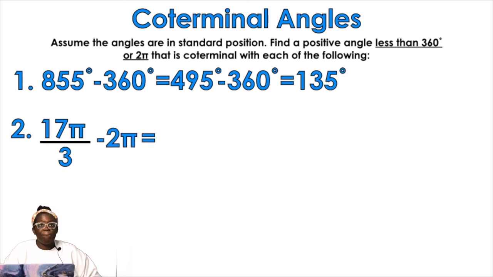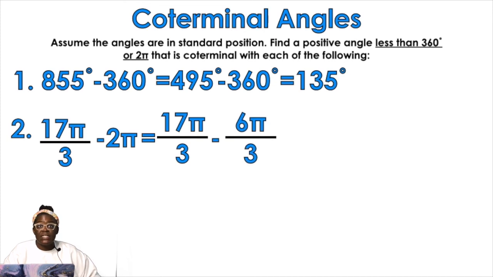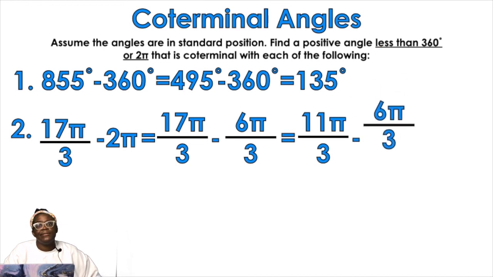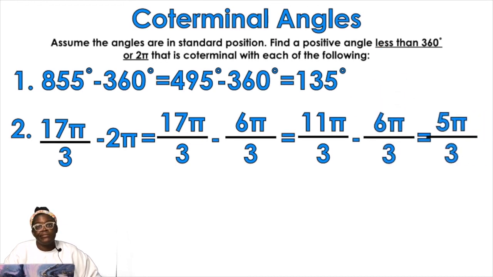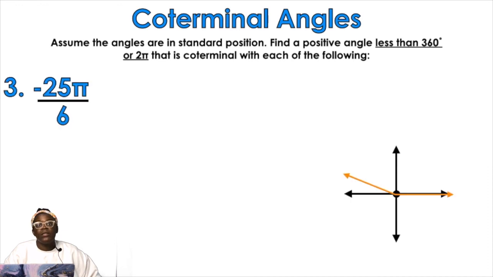All right, minus 2 pi, minus 2 pi, because 17 divided by 3 is 5 point something. So we're going to subtract, because I need to be less than 2 pi. We're going to use 6 over 3, because 3 times 2 is 6. So 6 divided by 3 is 2. 17 minus 6 is 11 pi over 3. What's 11 divided by 3? Well, it's 3 point something. That's still too big. So what are you going to do? Gonna subtract 6 pi over 3 again. 5 pi over 3. Is that better? What's 5 divided by 3? 1 point something. Bet. Okay. Coterminal angles. Last one. Try this one by yourself.